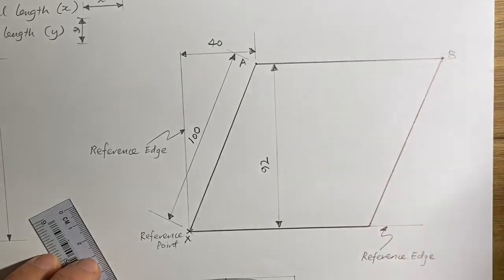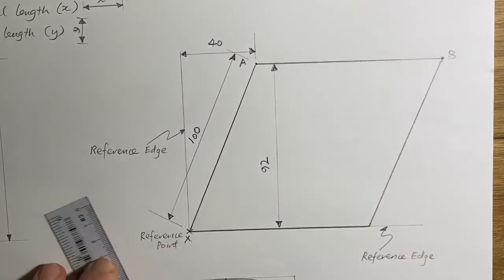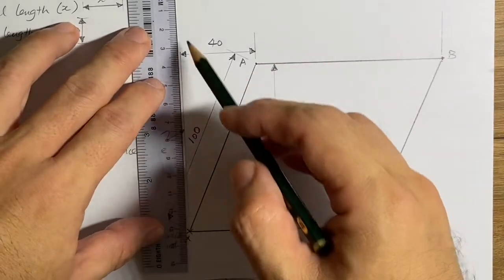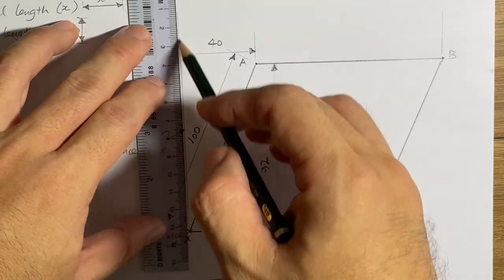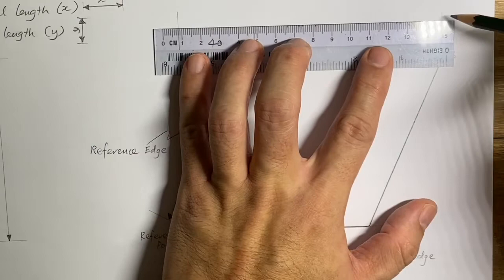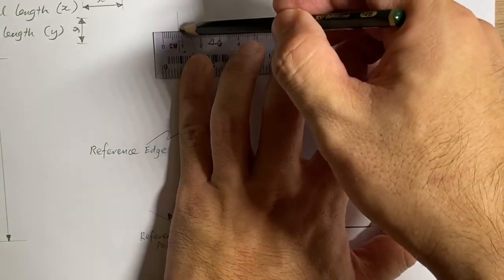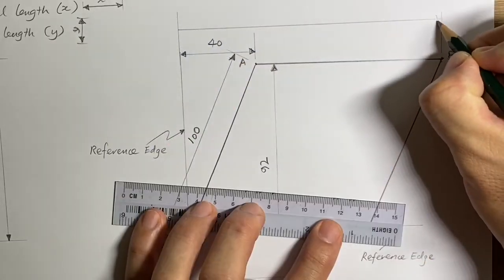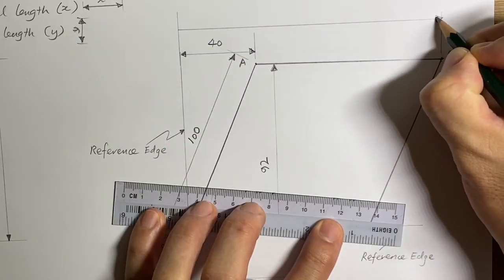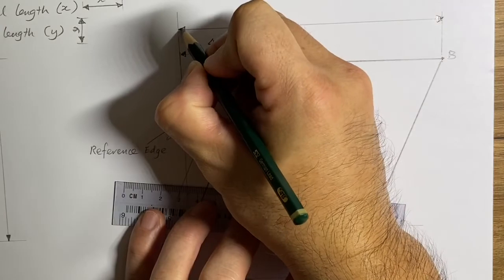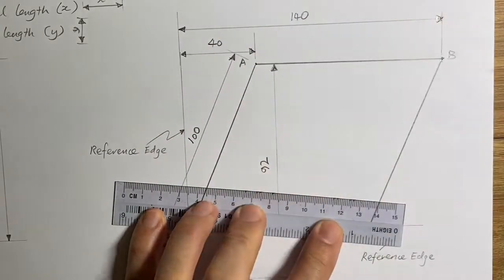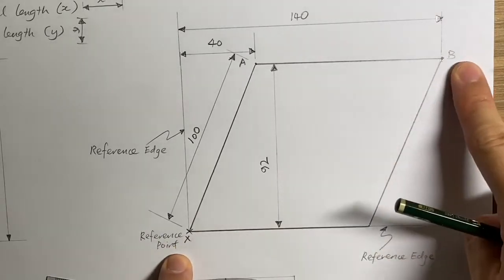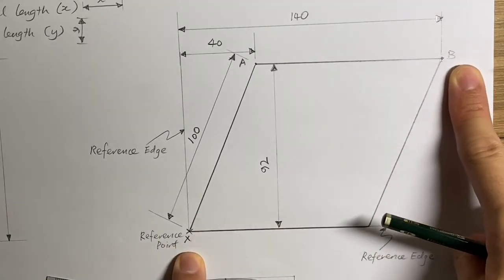Alright, so how far is point B from reference point X? To do that, we can project upwards, and let this project upwards some more, and let's have a horizontal line. That's the dimension line, and this distance is measured to be 140 mm. Okay, so horizontally B is 140 mm to the right of point X.